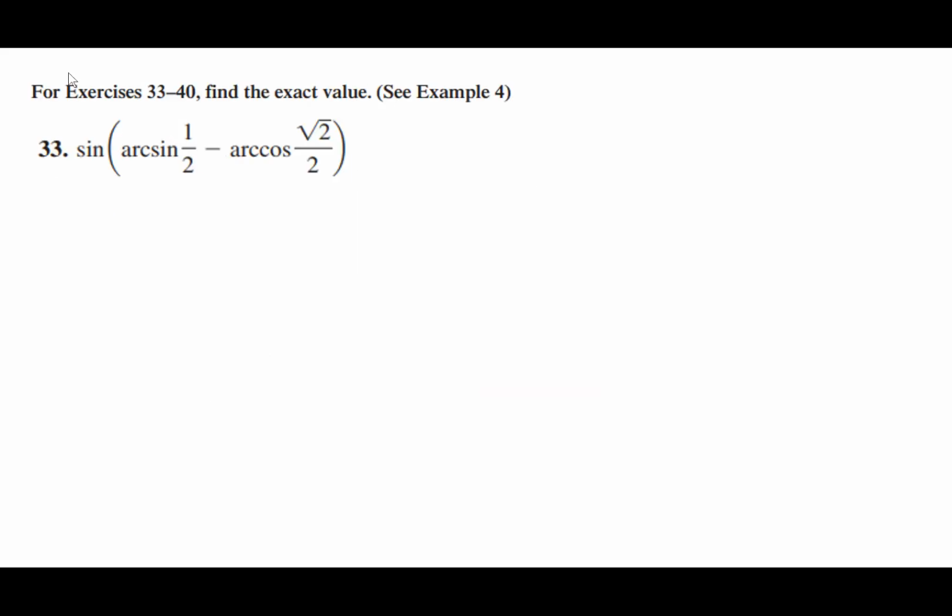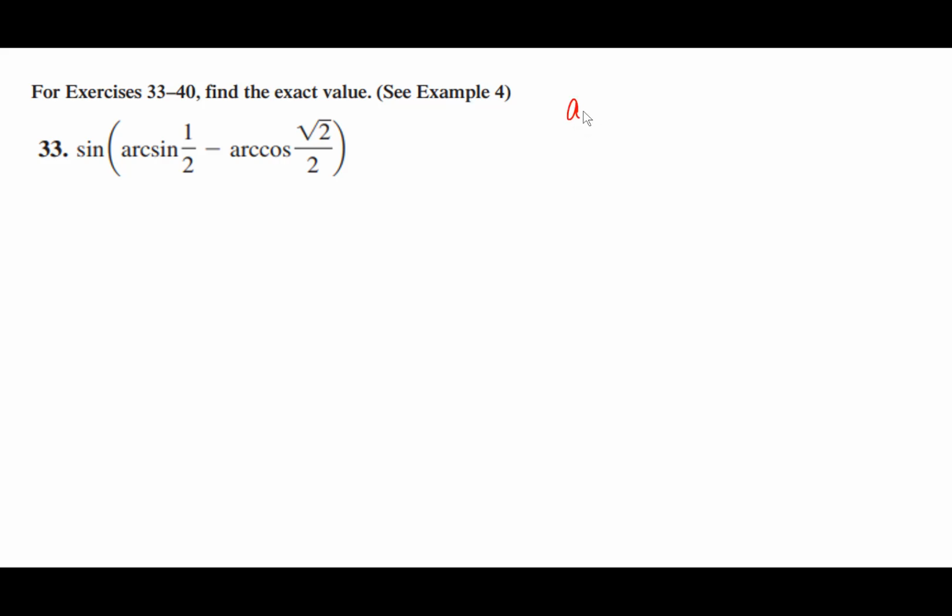Okay, so this is number 33 from section 5.2, and you want to find the sine of arc sine 1/2 minus arc cosine square root of 2 over 2. You want to find the sine of the quantity, the angle whose sine is 1/2, minus the angle whose cosine is square root of 2 over 2. The first thing you have to remember is the range for arc sine and arc cosine, because you've got to make sure you're putting in the right values for these angles.